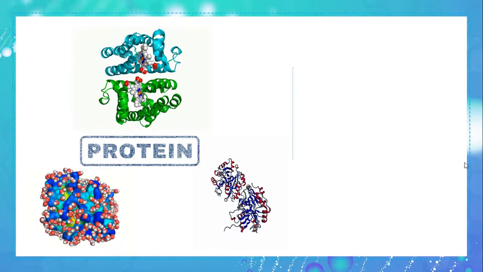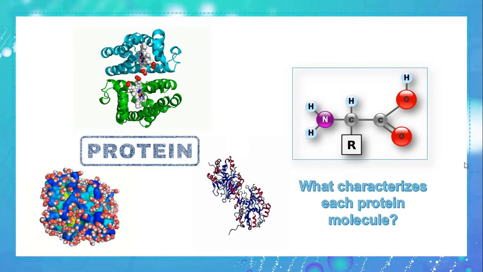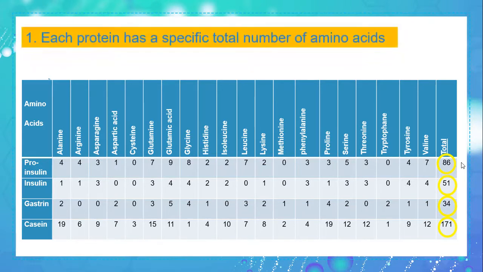Although proteins constitute from the same building blocks, they differ from each other. So what characterizes each protein molecule? Here we have a table that shows the different constitutions of amino acids among 4 different proteins: proinsulin, insulin, gastrin, and casein. After observing the table and the total numbers, we notice that each protein has a different total number of amino acids. This helps us to conclude the first characteristic concerning the difference among proteins, which is that each protein has a specific total number of amino acids.